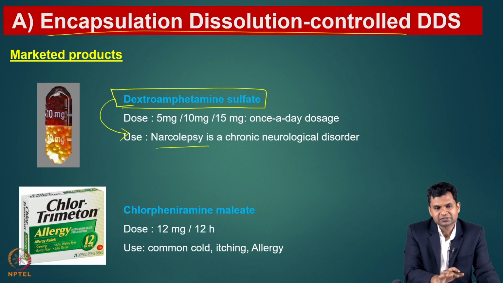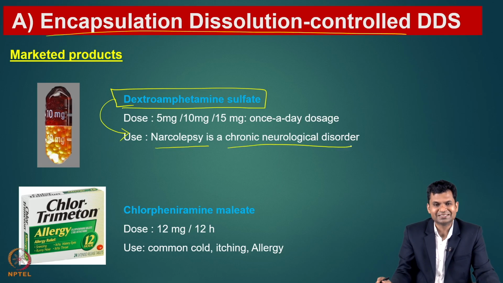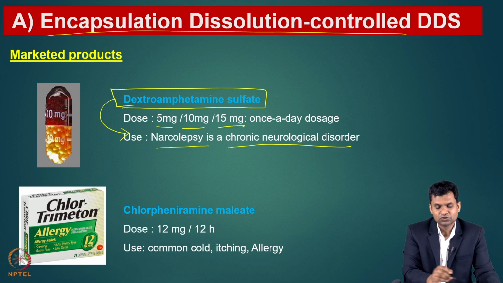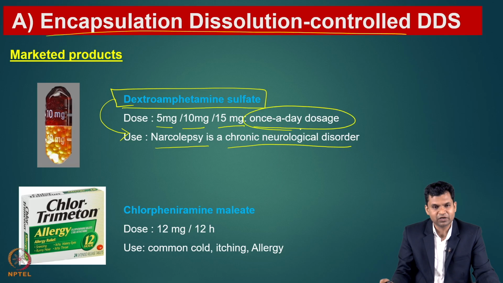This product we can use for the treatment of chronic neurological disorders, and it is available in the market as 5 mg, 10 mg and 15 mg. This can be used as a once a day dosage form.